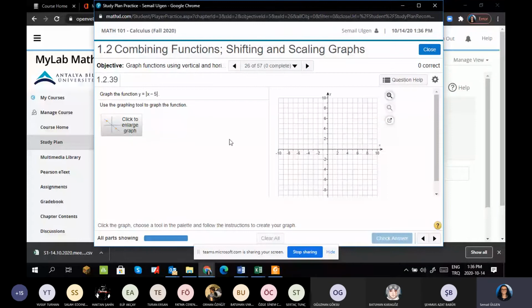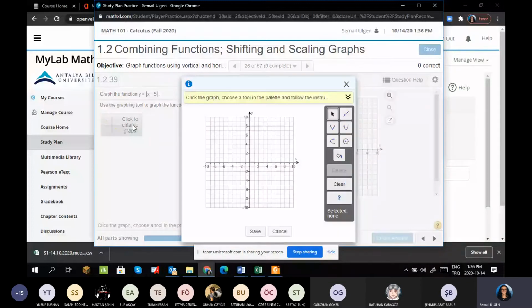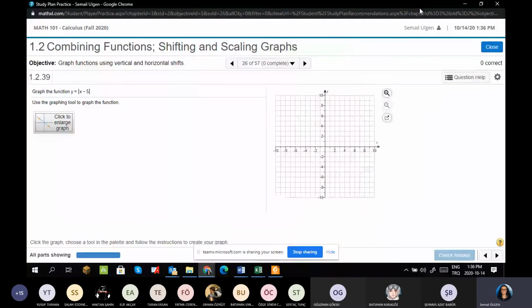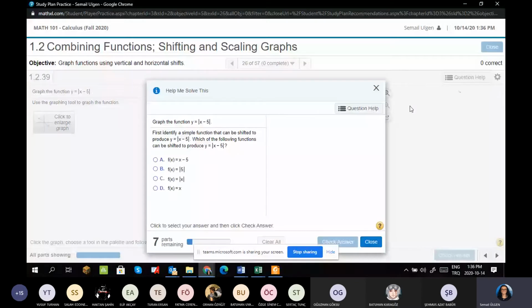Okay, it says graph the function y is equal to absolute value of x minus 5. Use the graphing tool to graph the function, it says. Click to enlarge the graph. If you want, you can enlarge it like that. Now I want to show you this feature. Look, do you see this question help part here? Well, let me make it bigger. In this question help part, let's say I don't know how to start this question. Then I'm going to say, help me solve this. It's going to help me solve it.